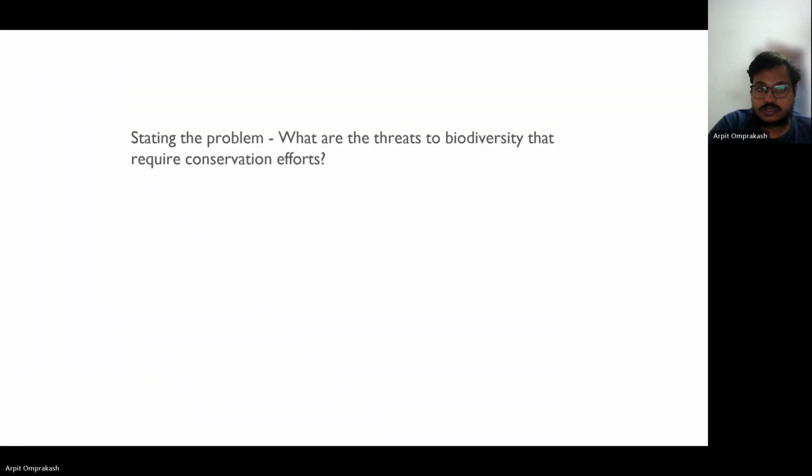Right. So the problem that we are talking about here is what are the threats to biodiversity that require conservation efforts. Conservation is in the sense that we are trying to conserve a given animal or a species. We are trying to save that species from going extinct. So what are the threats to biodiversity that require conservation efforts?